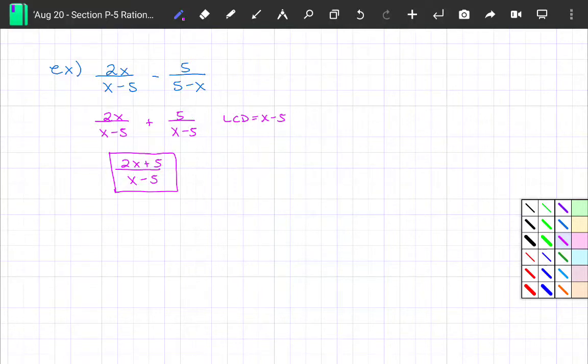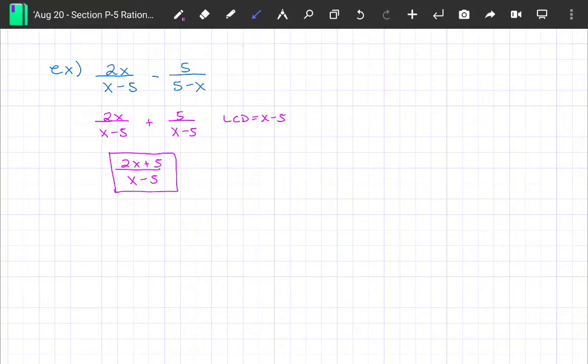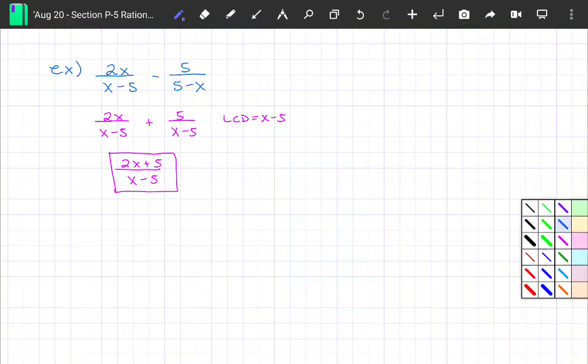All right, so here was this one. Remember, to make a common denominator, all we had to do was factor out a negative from here. That would give me x minus 5, but if I factor out the negative, I can do minus a negative and make it plus. And then this turned out to be really easy. Combine the numerators, keep the denominator the same, no restrictions. Woohoo!